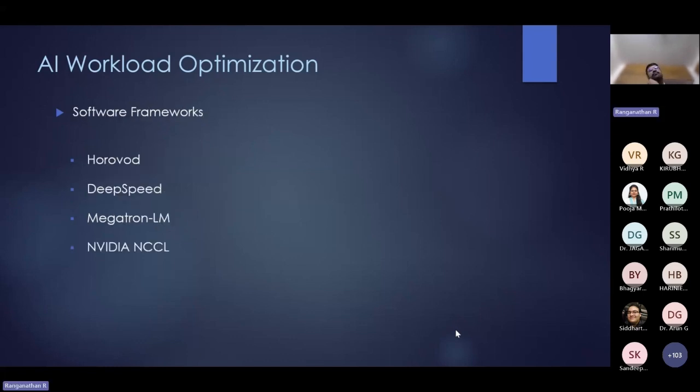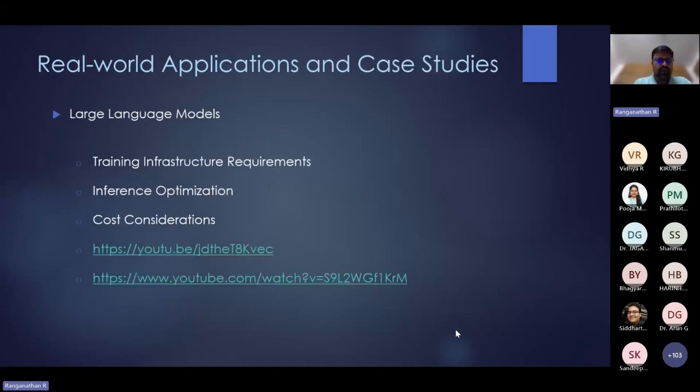And then you also have a set of software frameworks, most of them open source. So you have the likes of Horovod, DeepSpeed, Megatron language model, and the NVIDIA NCCL framework as well. These are software frameworks, mostly open source, given by hyperscalers like NVIDIA, Google, Microsoft, etc., that will help you get towards workload optimization, right?